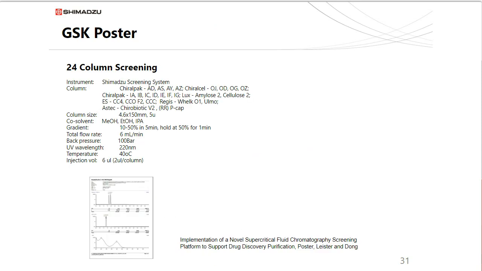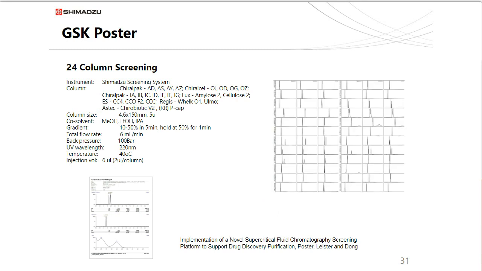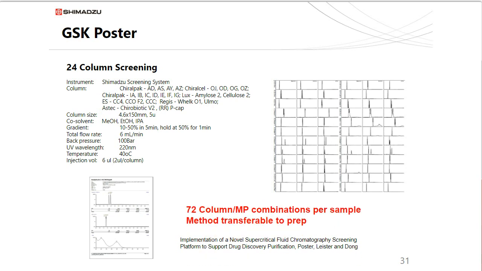So as a final example, I wanted to highlight this poster from GSK. They have a screening system that has 24 column capabilities with multiple mobile phase systems in gradient form. This gives them 72 column and mobile phase combinations per sample, and the method was found to be transferable to prep.